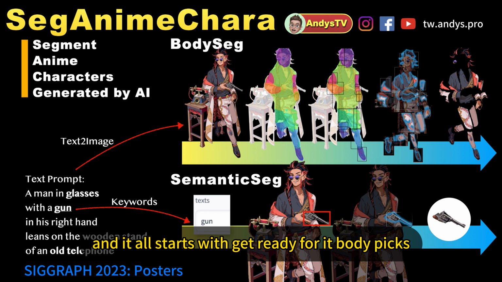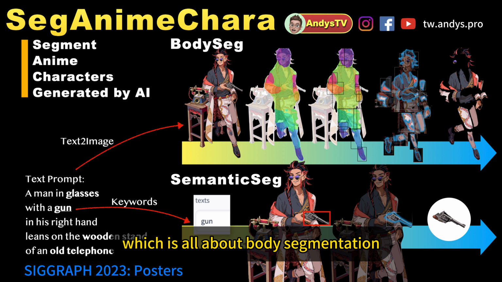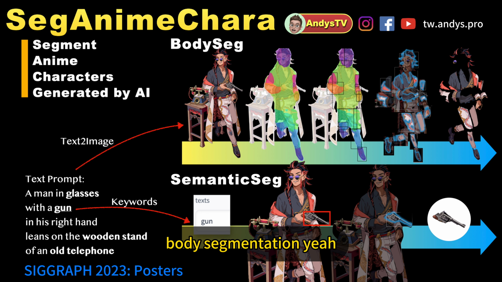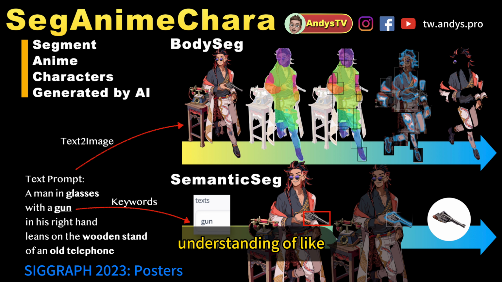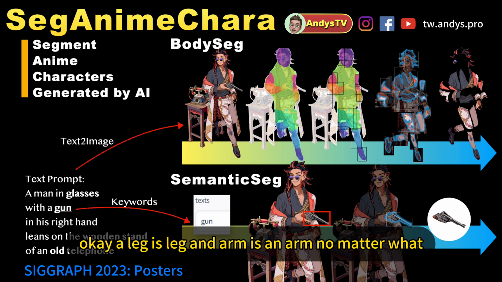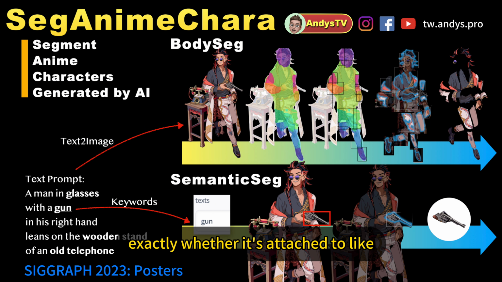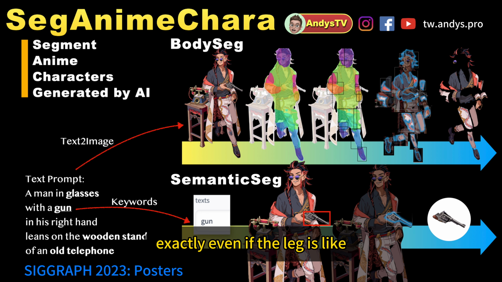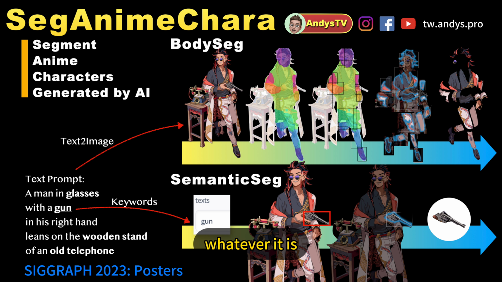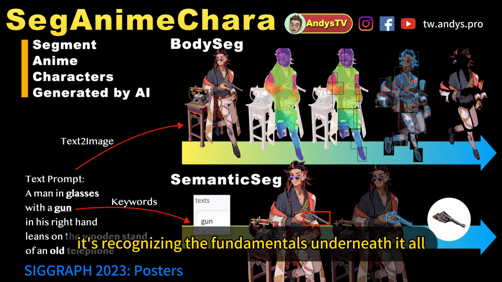And it all starts with body parsing, which is all about body segmentation. Body segmentation. So imagine you're basically giving a computer program an understanding of basic human anatomy. So, teaching it a leg is a leg, an arm is an arm, no matter what. Exactly. Whether it's attached to a warrior princess or some crazy robot ninja. Even if the leg is bent at some weird angle, decked out in futuristic armor, it's recognizing the fundamentals underneath it all.